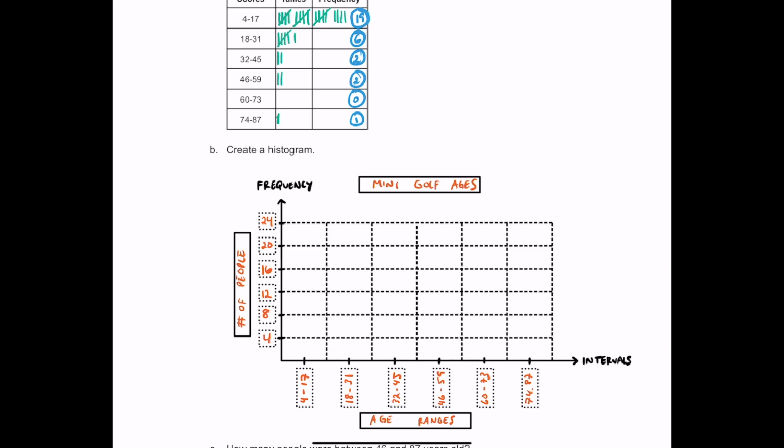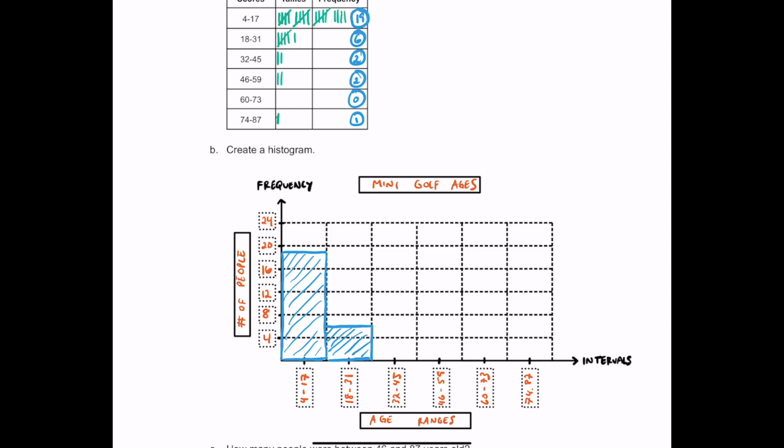So where's 19 going to be? I think that's going to be 3/4 of a box. Again, if every box is worth 4, then 19 would be 3/4 of that box. So here's where most of the mini golfers are, this is the most frequent age group. And then there were 6 people in the next one. 6 is between 4 and 8, so I'll go with something like that.